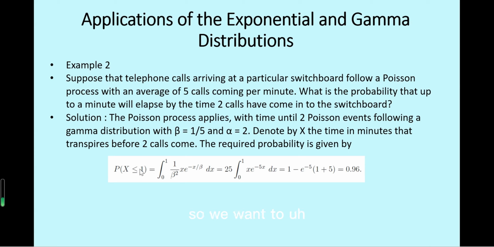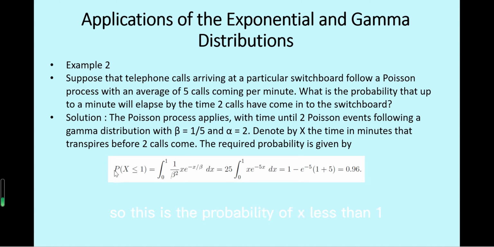Here we want to focus on 2 calls coming within 1 minute, right? So we want to know the probability of this random time, which follows a gamma distribution, being less than 1 minute for the 2 calls to come, right? It may be that 2 calls come by the end of half a minute. This is also correct. We just want to know that within 1 minute 2 calls come.